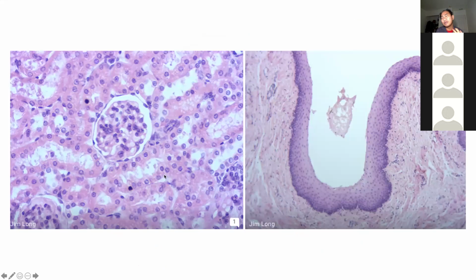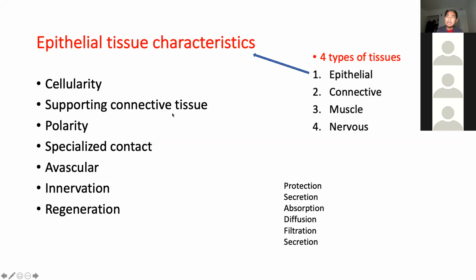And now you are looking at another microscope image. I got these from Dr. Jim Long. And now you can see the very clear polarity, empty space on one side, multiple cells, cellularity. And this one is sitting on another type of tissue. And you are good to say, hey, this is an epithelial tissue. So these are the characteristics of epithelial tissue: cellularity, sitting on the supporting connective tissue, polarity.